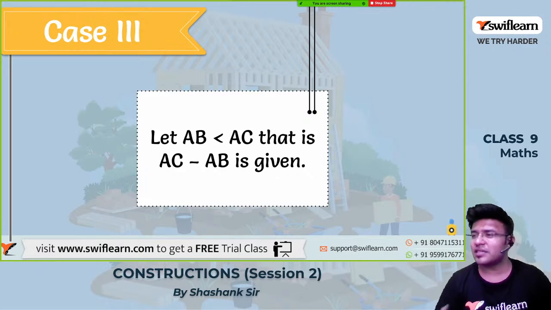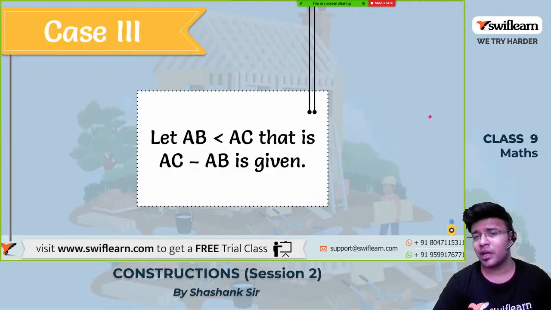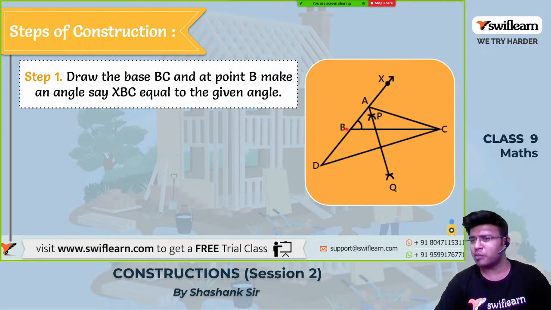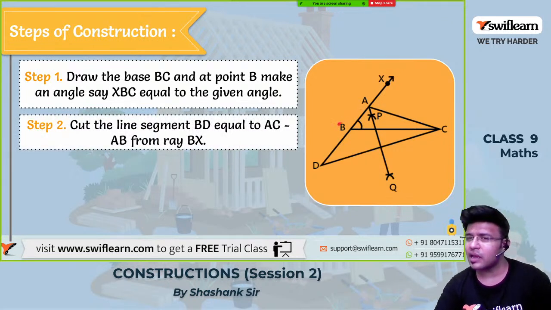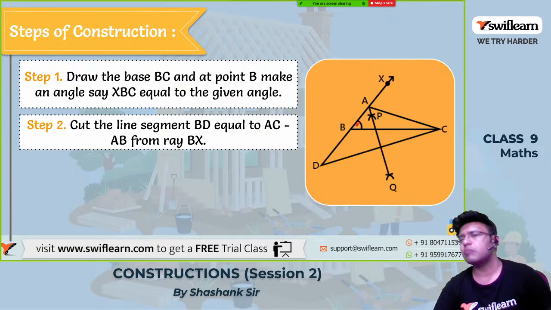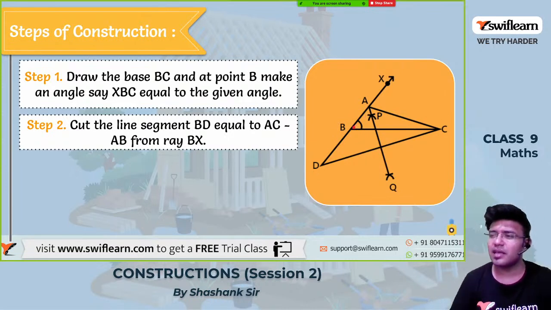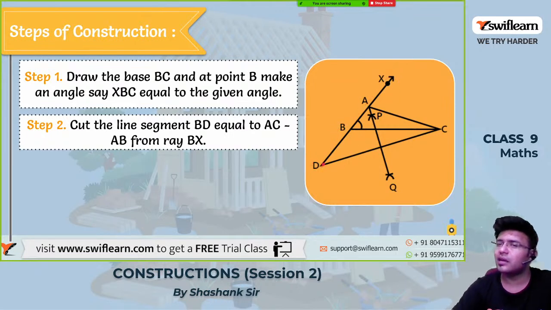So if AB is less than AC. Previously, AB was greater. Now in this case, AC is greater, so what do we need to do? Look, same steps. First make the base, draw this line BC, then draw the base angle XBC equal to the given base angle. Next, extend this ray XB backwards till point D, such that BD is equal to AC minus AB. This time AC is bigger, right? So whatever AC minus AB comes out, say 2 centimeters, extend this back. Place the compass here, draw this arc on this line and that point will be D.